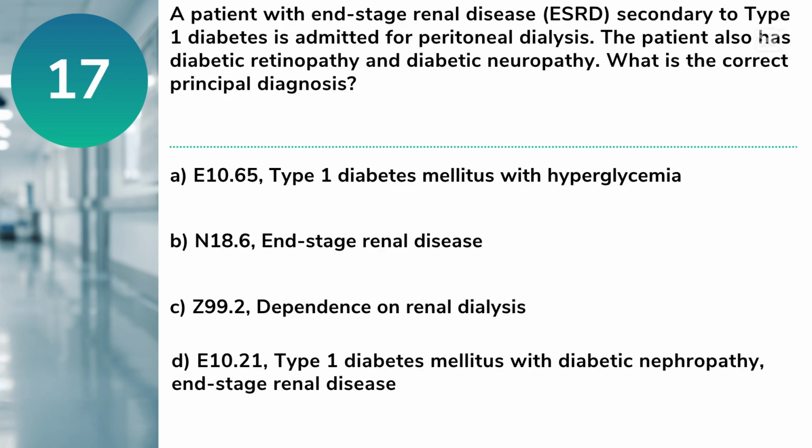Question 17. A patient with end-stage renal disease, ESRD, secondary to type 1 diabetes is admitted for peritoneal dialysis. The patient also has diabetic retinopathy and diabetic neuropathy. What is the correct principal diagnosis? A. E10.65, type 1 diabetes mellitus with hyperglycemia. B. N18.6, end-stage renal disease. C. Z99.2, dependence on renal dialysis. D. E10.21, type 1 diabetes mellitus with diabetic nephropathy, end-stage renal disease.